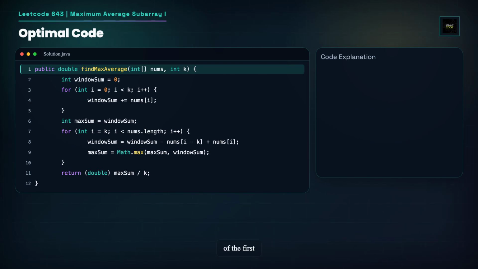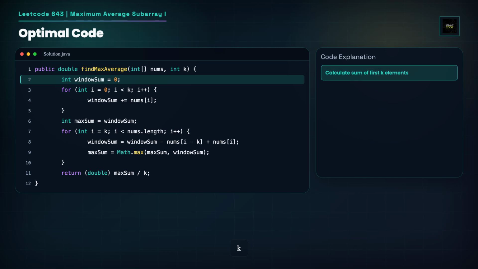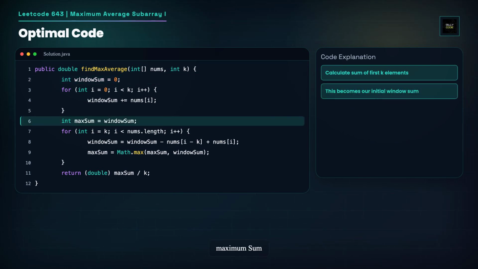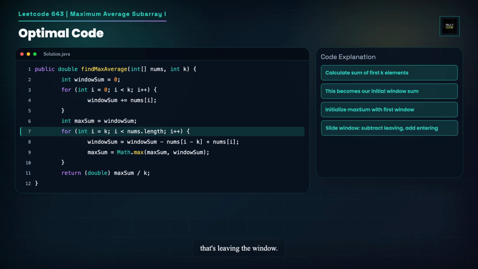Now let's translate that into code. Let's convert this idea into code. First, we calculate the sum of the first k elements. This becomes our initial window. We also initialize maximum sum with this value. Now we start sliding the window. The next window begins one position to the right.